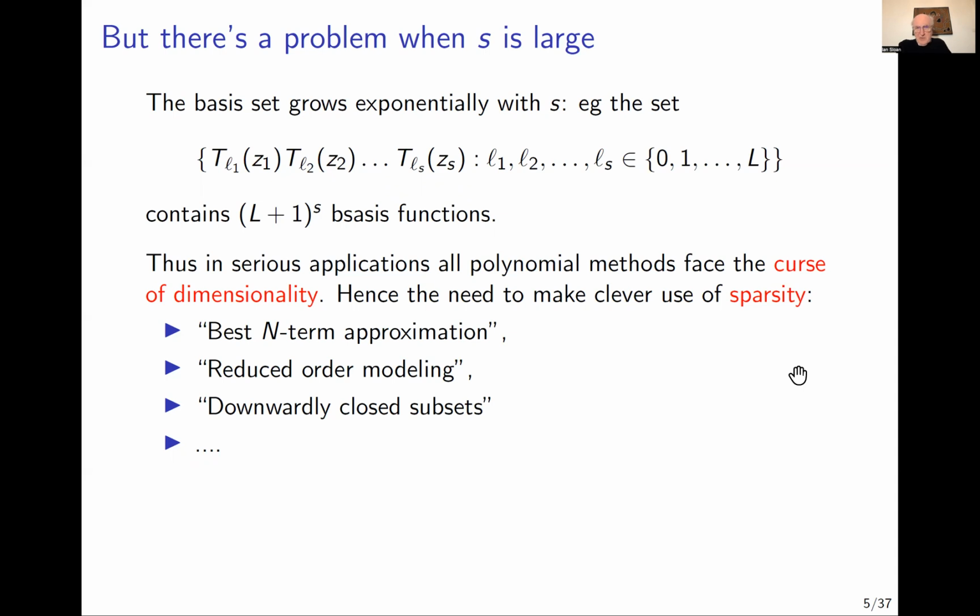You've got s variables, z_1 up to z_s. Your basis functions are products of T_{L_1}(z_1) up to T_{L_s}(z_s), multiplied together, for each degree L from 0 up to M. I think I've been inconsistent here. It contains (M plus 1) to the s basis functions. So that grows enormously fast. Even if you take polynomials only up to degree 1, you have 2 for each dimension and 2 to the s basis functions in total.